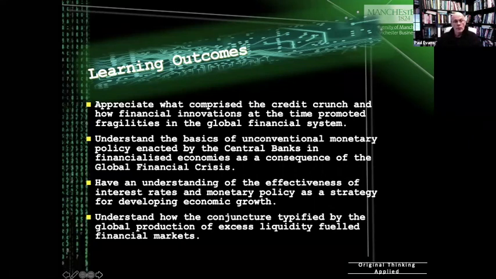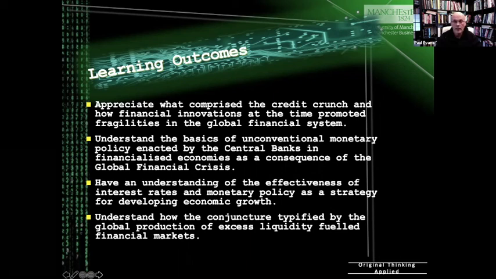Then we moved on, and so understand the basics of unconventional monetary policy enacted by central banks in financialized economies as a consequence of the global financial crisis: interest rate reductions and quantitative easing, which is the wholesale provision of liquidity back into the financial sector, on the view that reserves of liquidity stimulate lending, and that's the transmission mechanism.